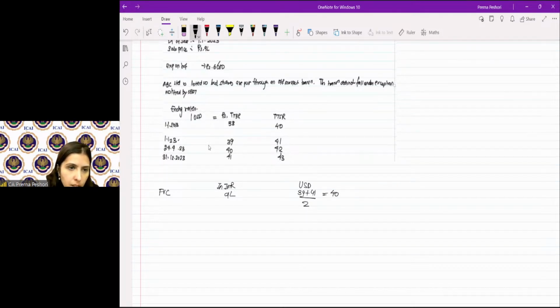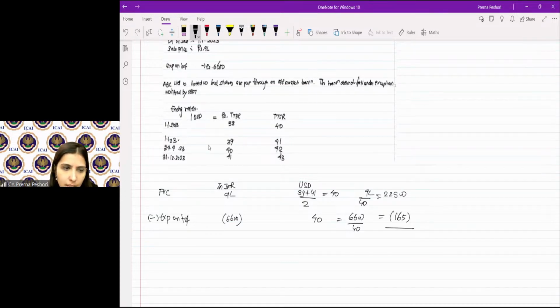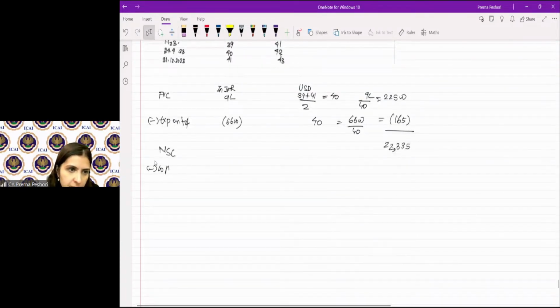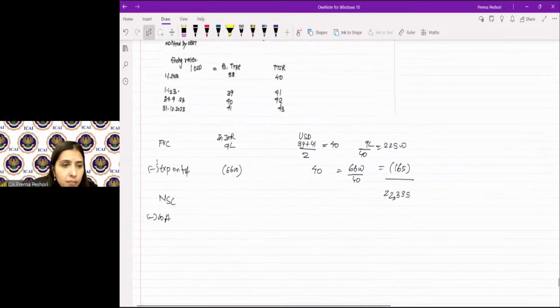So in USD, this will be 22,500. So 9 lakh divided by 40, this is 22,500. Less expense on transfer, 6,600. So again, I will take here 40. So 6,600 divided by 40. This comes to 165. So net sale consideration is 22,335. Right? Then cost of acquisition, cost is 5,85,000.